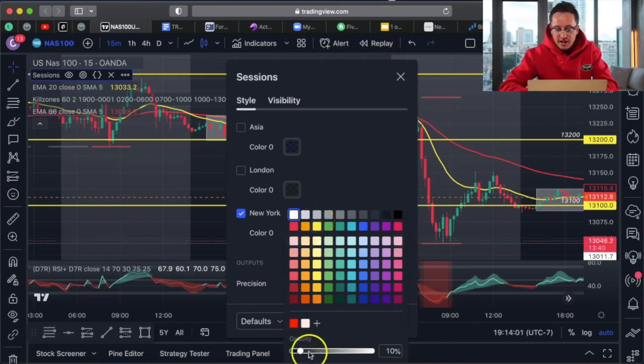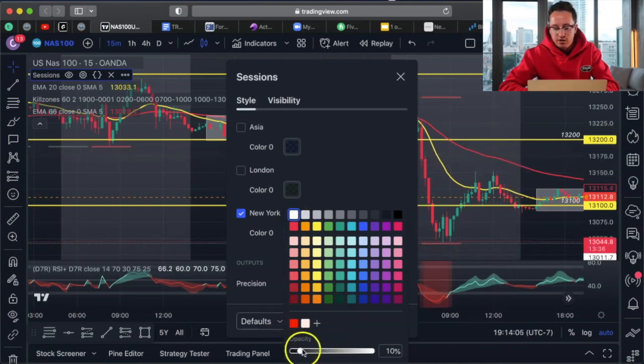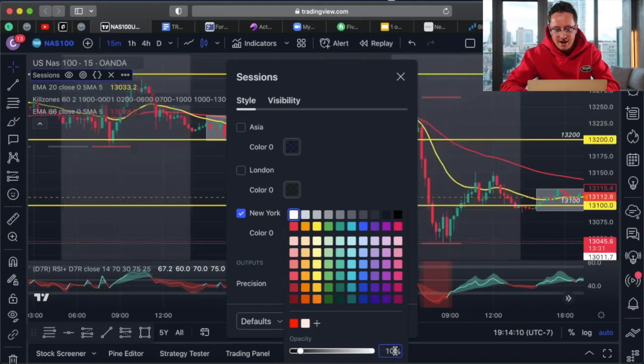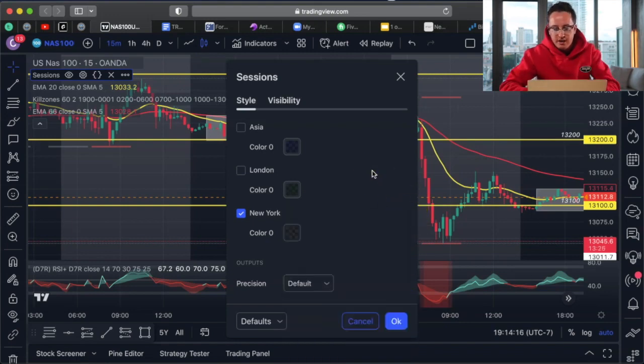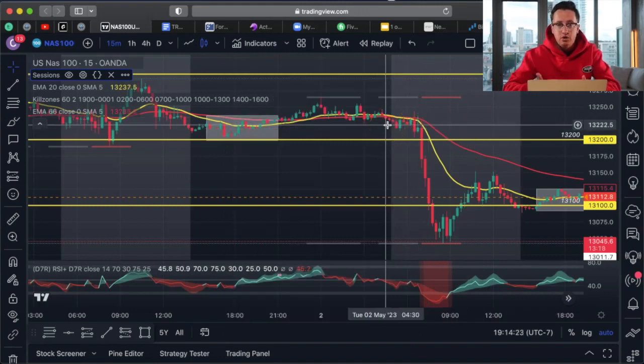Completely up to you. And I have the opacity really low because watch right here on the chart if I turn it all the way up. Yeah, so that's why I just have it at 10%. That's just what I think looks good. And I want to be able to see the candles and everything. So the first one is the sessions indicator. And this is just showing us where the New York session is. It's very important to be able to visually see where the sessions are.